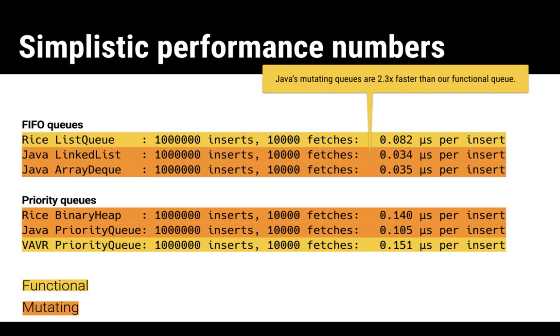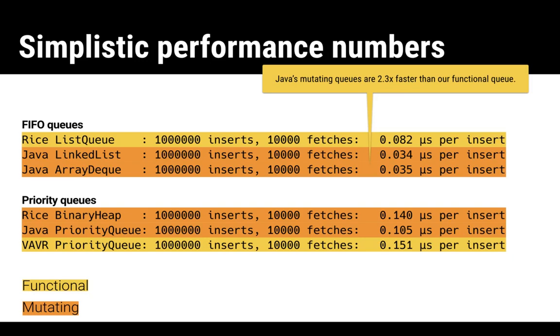So if you want that extra speed, then you might prefer the mutating interface. Whereas if the speed is less important to you and you prefer the functional semantics, then you might prefer our functional version, and it's really your choice.